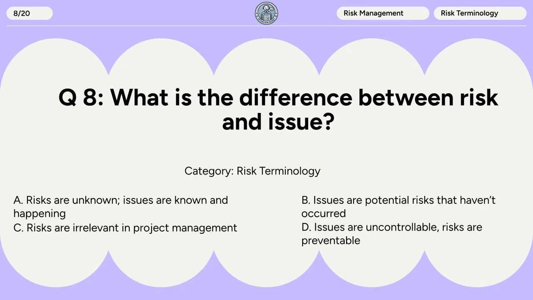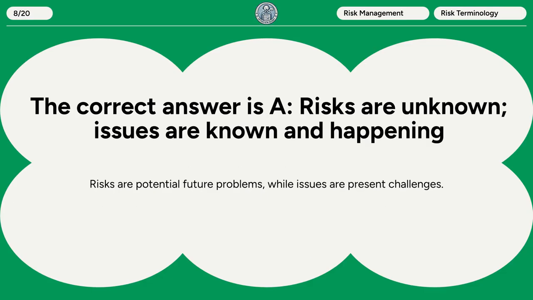Question 8. What is the difference between risk and issue? A. Risks are unknown. Issues are known and happening. B. Issues are potential risks that haven't occurred. C. Risks are irrelevant in project management. D. Issues are uncontrollable. Risks are preventable. The correct answer is A. Risks are unknown. Issues are known and happening. Risks are potential future problems, while issues are present challenges.